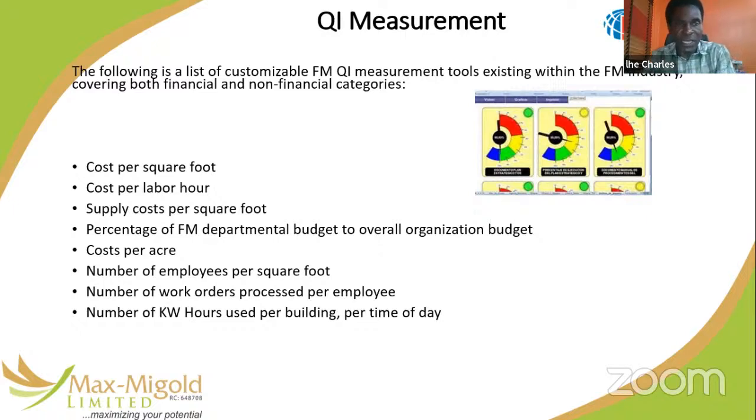This one is basically for property management: cost per square foot, cost per labor hour, number of kilowatt hours used per building, per time of day. You want to look at your consumption rates. Are you maintaining a certain level of consumption? Are your equipment very efficient, such that they don't impact power consumption? Those are the things you also look at.